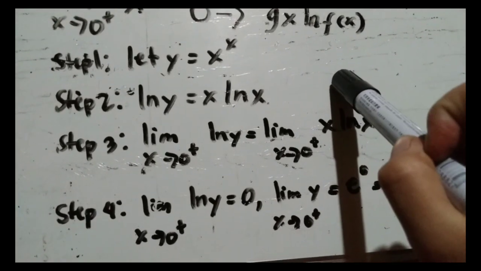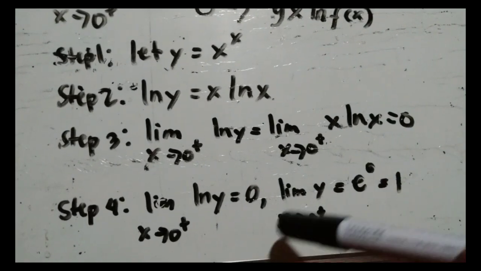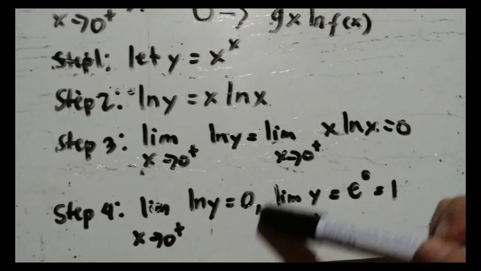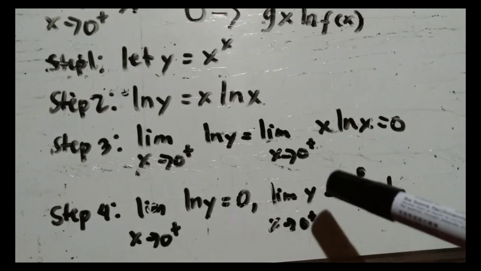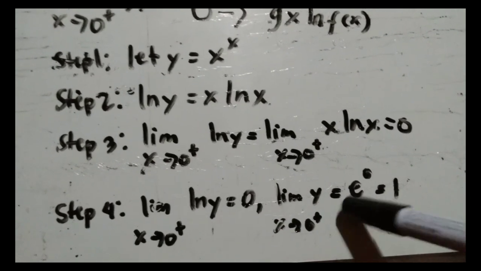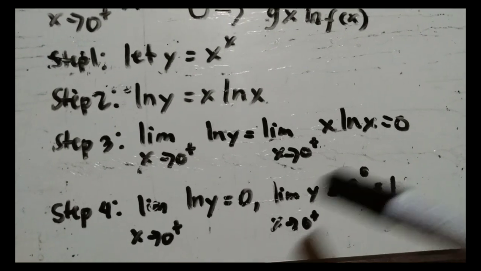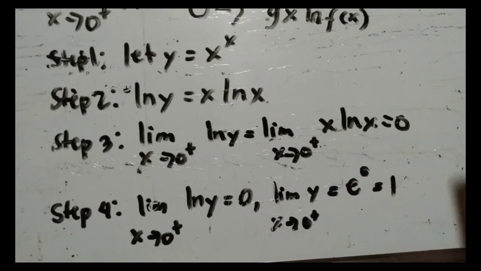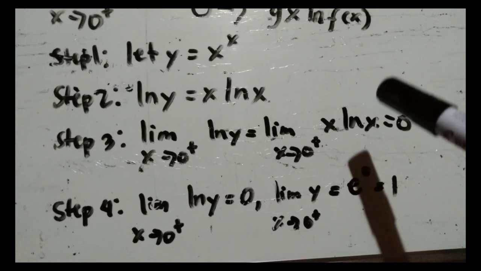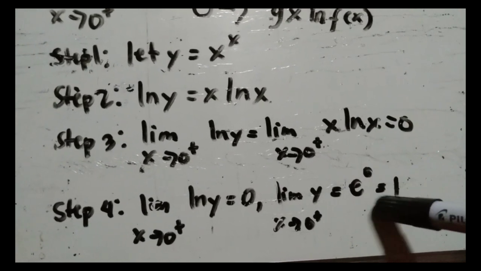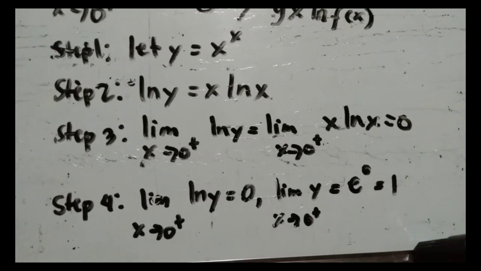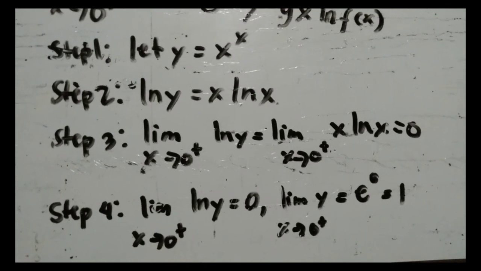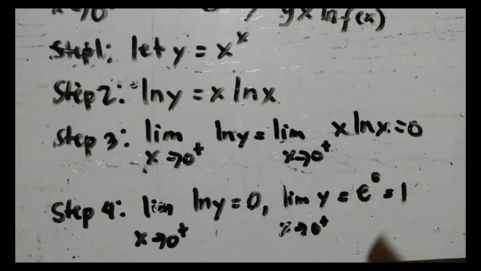Our y here, ln y equals 0. Since it is 0, we now already know the value. So the limit as x approaches 0 from the right side, y equals e raised to 0. So always remember that e raised to 0 equals 1, or any variable that is raised to 0 would always equal 1.